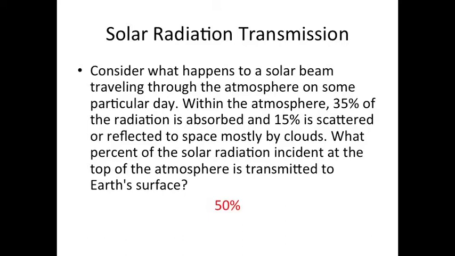So in answering the question, consider what happens to a solar beam traveling through the atmosphere on some particular day. Within the atmosphere, 35% of the radiation is absorbed and 15% is scattered or reflected to space, mostly by clouds. What percentage of the solar radiation incident at the top of the atmosphere is transmitted to Earth's surface? The answer would be 50% in this case.